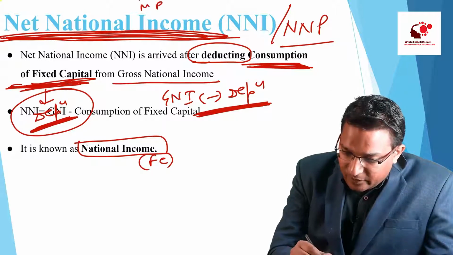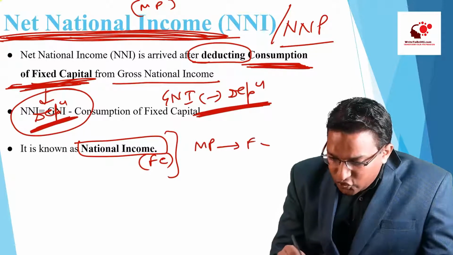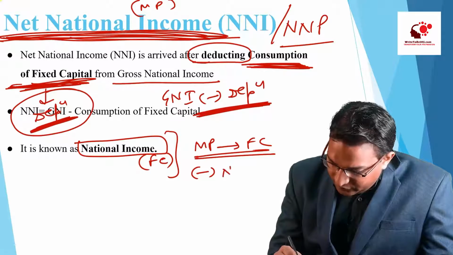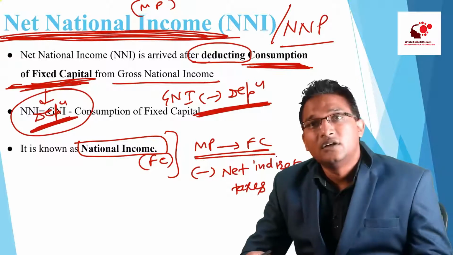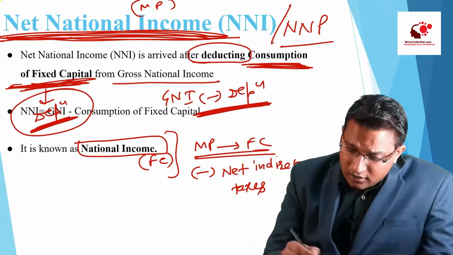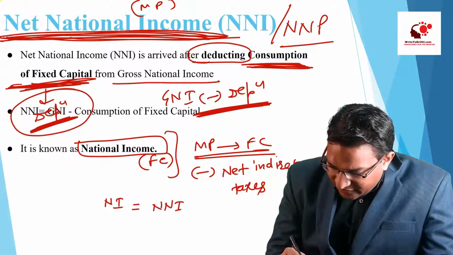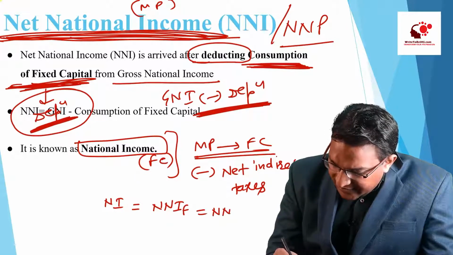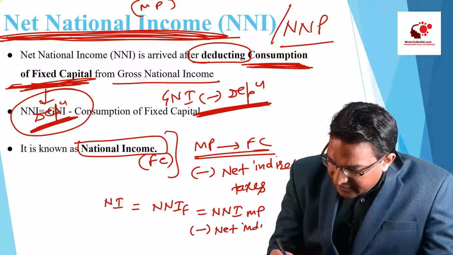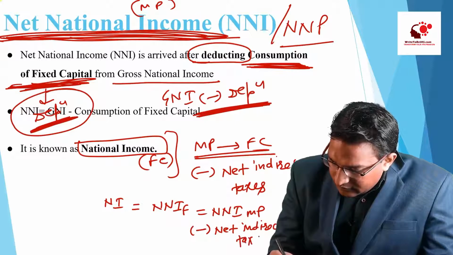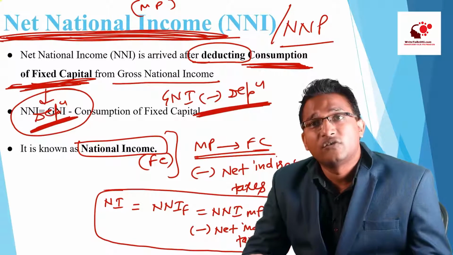The NNI is at the market price, right? So what do we do to reach from market price to factor cost? Basically we reduce the net indirect taxes. So the national income is equal to the net national income at factor cost, or in other words, the net national income at market price minus the net indirect taxes, right? So this is the meaning of national income.